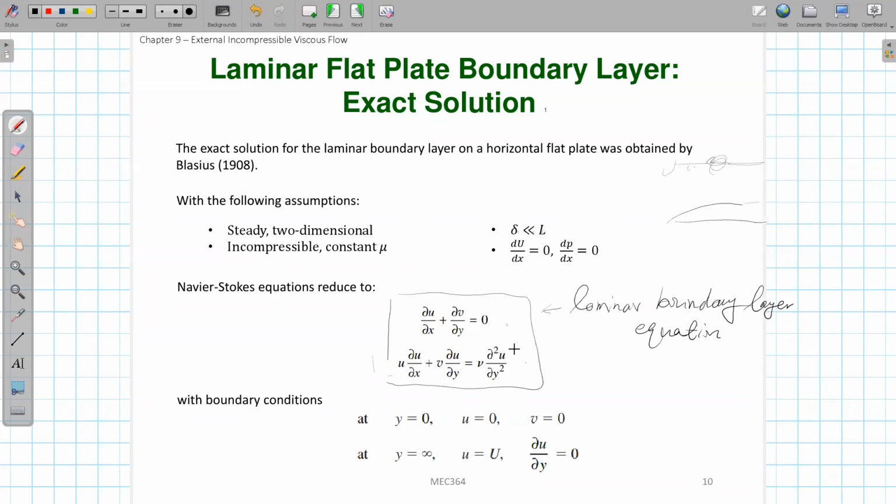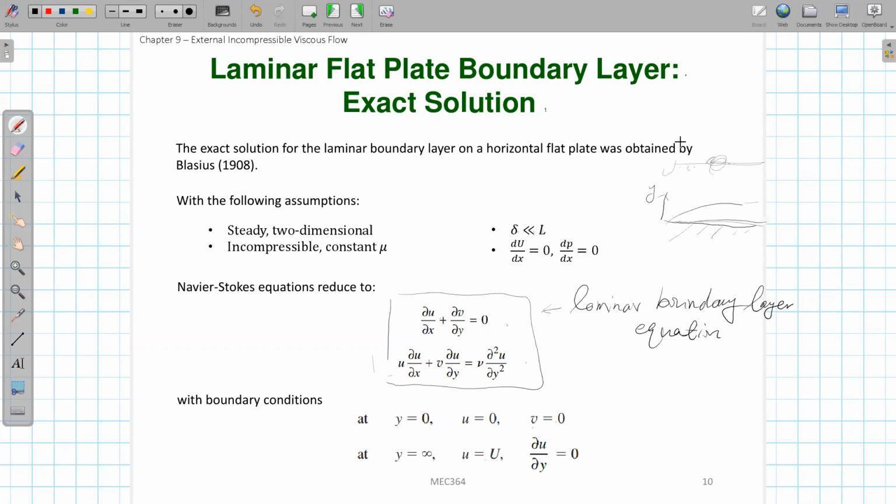So this is two partial differential equations for two unknowns, right? We do not know u, we do not know v. Two equations for two unknowns, and we also have the boundary conditions. At y equal to 0 is the wall, and at the wall we have the no-slip condition: both velocity u and velocity v will be 0. And when y goes to infinity, very far away from the plate, u will become the free stream velocity U.